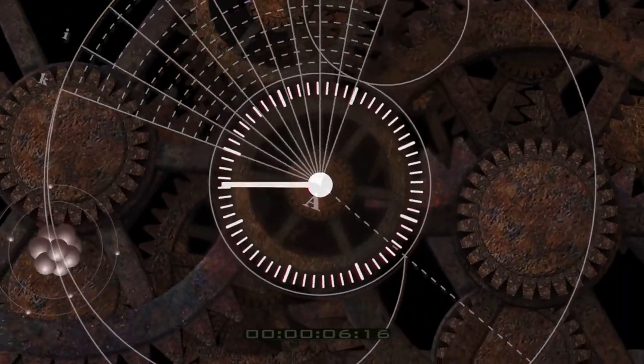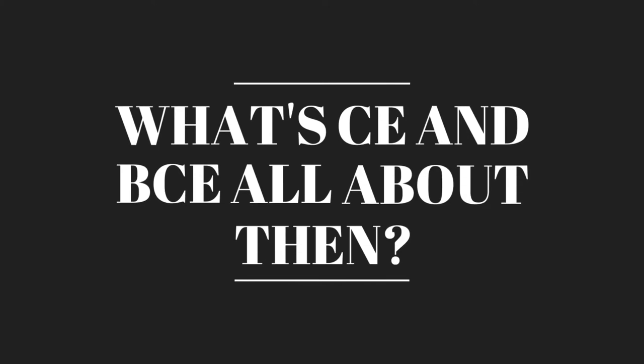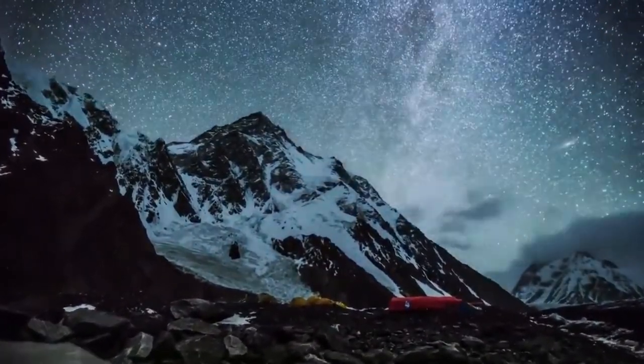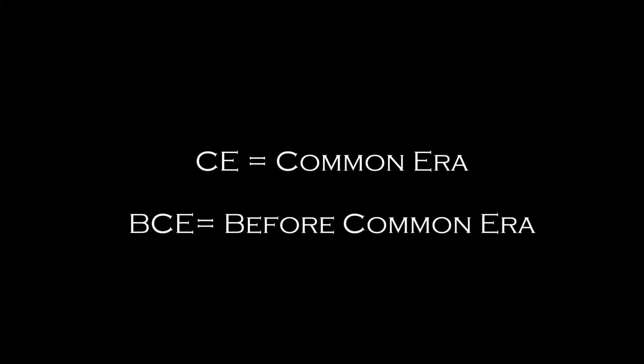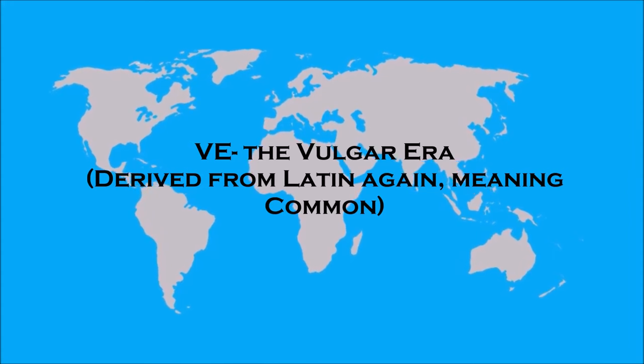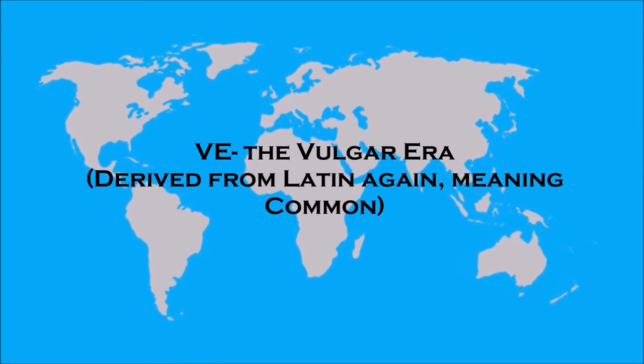Let's talk about BCE and CE then. What's this all about? It seems like this notion's only sprung up recently, but it's actually been around a lot longer than you'd think. The notations themselves are acronyms of Common Era and Before Common Era, and they were first seen used in the 1600s, although the phrase they used back then was the Vulgar Era. But in the 1600s, Vulgar was another name for Common.